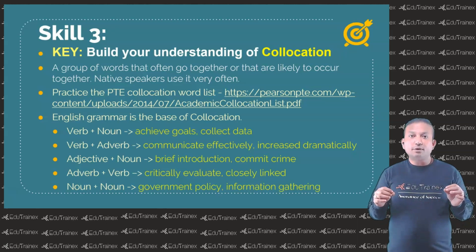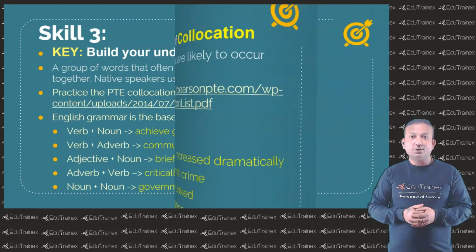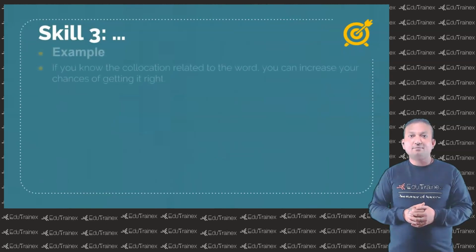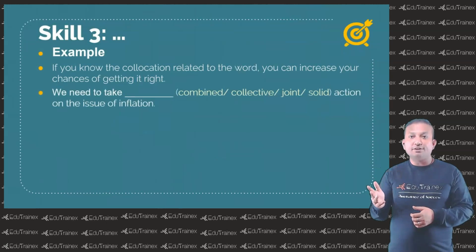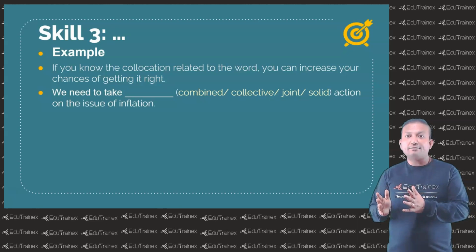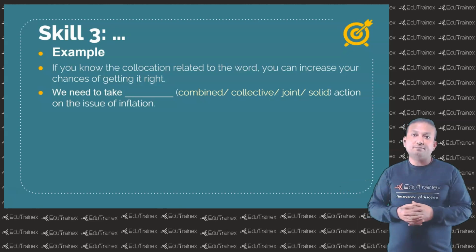Knowing which words collocate together is very likely to increase your chances of getting the correct answer. So let's do an example together. We need to take dash action on the issue of inflation. You can see the sentence on the screen and the options are combined, collective, joint, solid.